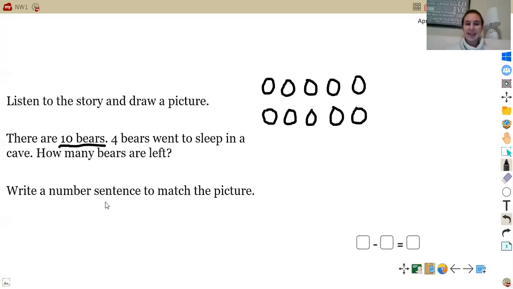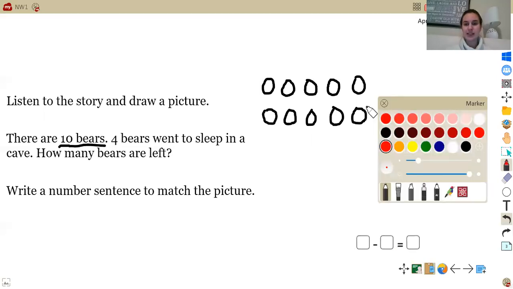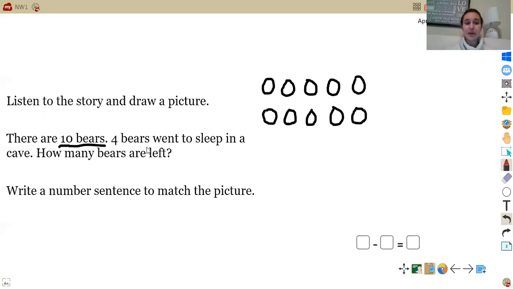The rest of my problem says 4 bears went to sleep in a cave. So they left to go to sleep, and I need to take those 4 bears away. I'm going to use a red marker just so you can see. So I need to take away 4 bears. 1, 2, 3, 4. And I'm crossing these out because the 4 bears went to sleep in a cave, so they left. So we are taking those bears away.